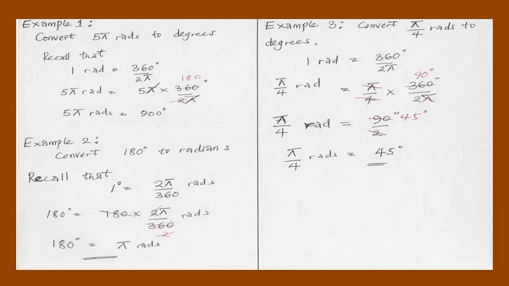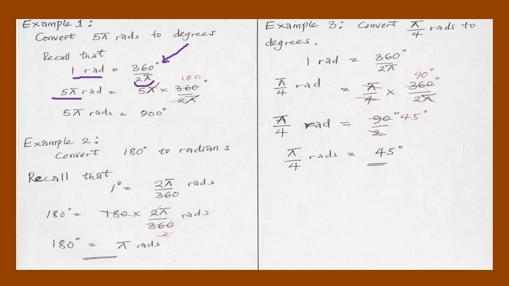Now we're going to look at a few examples showing how we can convert from radians to degrees and from degrees to radians. The first example says convert 5 pi radians to degrees. Remember, we established that 1 radian equals 360 degrees over 2 pi. If someone tells you that $1 equals 10 eggs, what would $2 equal? 2 times 10, right? The same thing you do here. You're told that 1 radian equals this, so 5 pi radians will be 5 pi times what you have here.